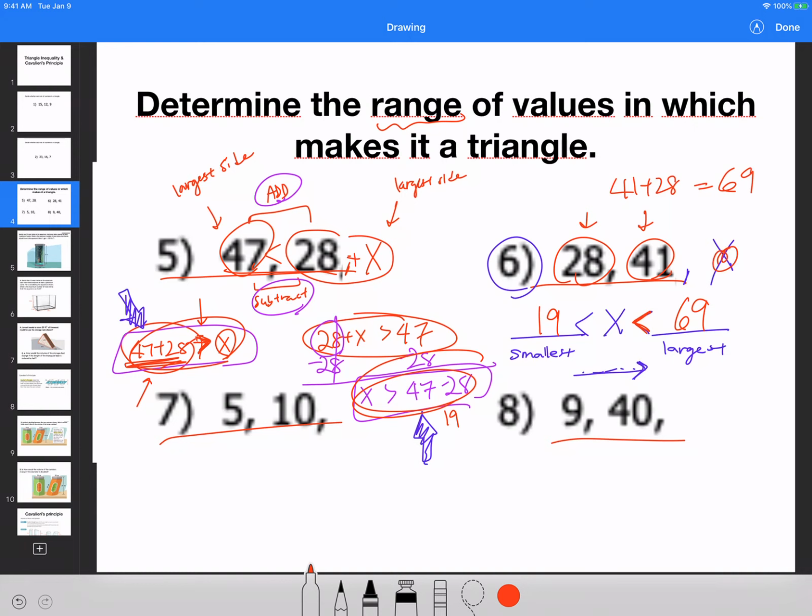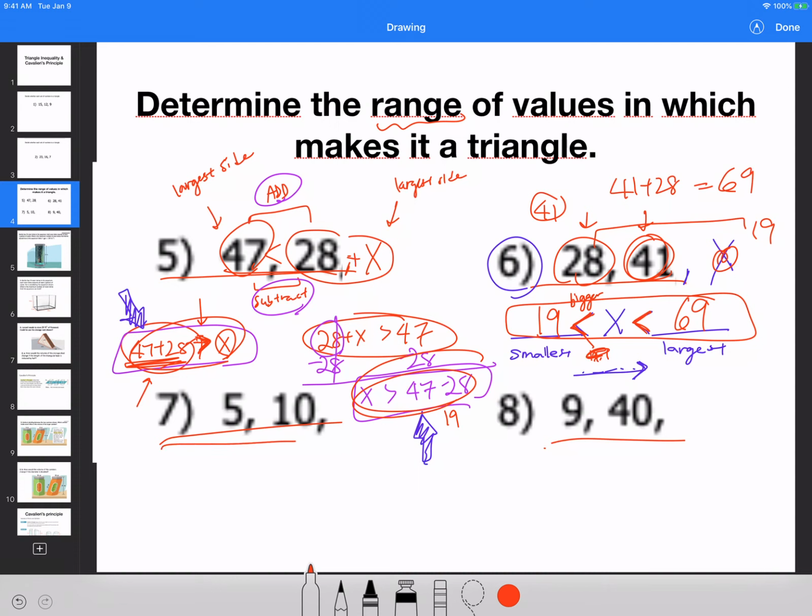Because if x was indeed 19, when you add 28 and 19 together, it becomes 41. And 41 and 41, well, that's not a triangle, right? So x has to be bigger than 19. It cannot be equal to 19, that's a huge mistake. It has to be at least bigger than 19, starting from 19.1. Then it's going to work. Okay, so that is going to be your range of triangle inequality.